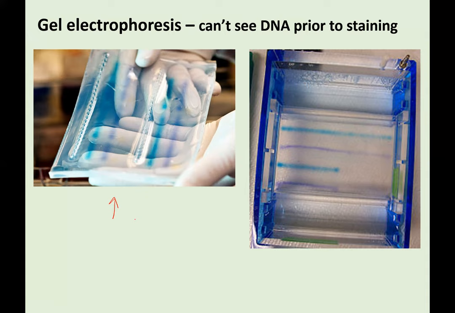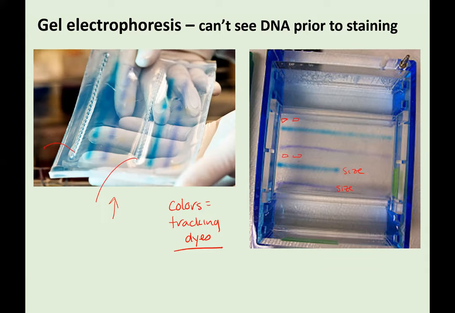The colors here are what we call tracking dyes. So it's just showing you how far the samples, this one actually has two sets of wells, and you can kind of see this is where the sample goes. And so we can kind of tell how far the samples have moved because we know this size and this size. But to visualize it, you have to stain the DNA.